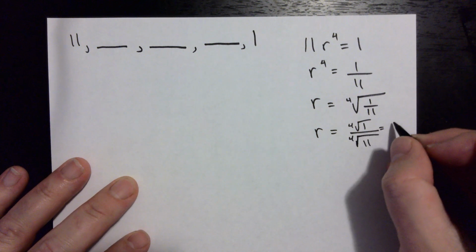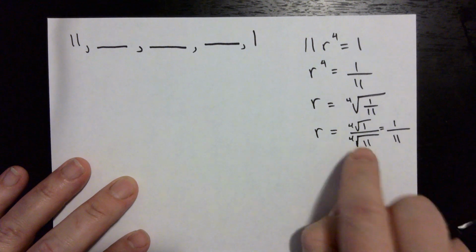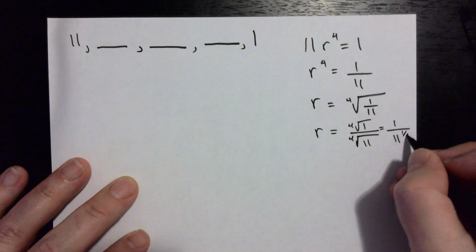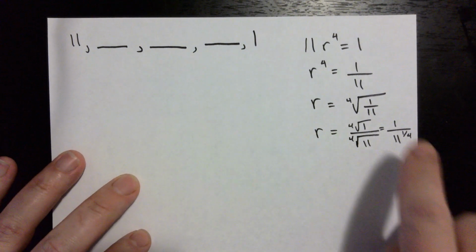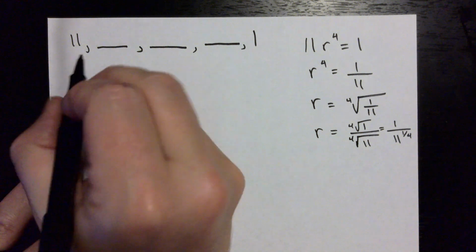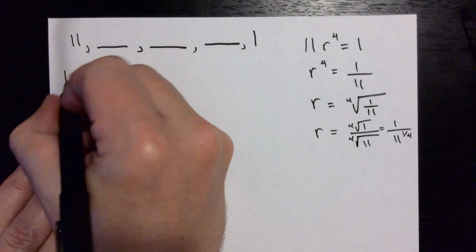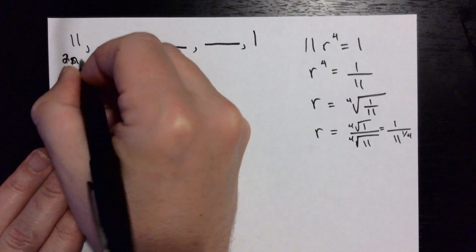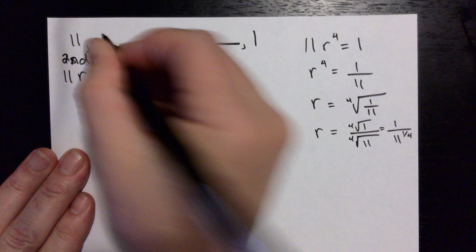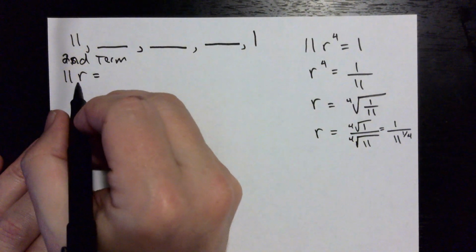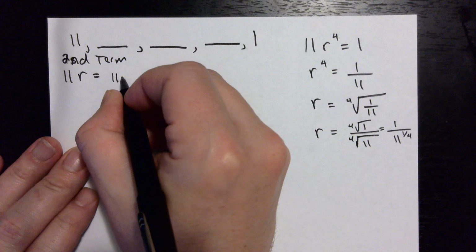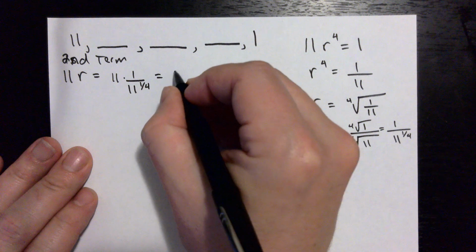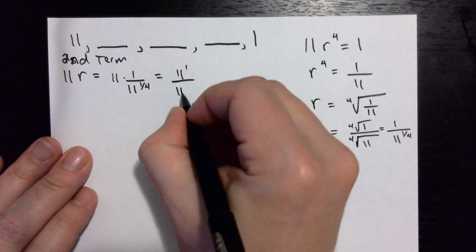So that becomes 1 over 11 to the, what's its power? 1, and what's the index out here? 4, so 1 over 4. So it might be easier to use this one on this particular problem. Let's find out. To get from the first term to the second term, we've multiplied the first term times r. Second term, first missing term, I guess. So 11 times r, which is 11 times 1 over 11 to the 1/4. So that's going to be 11 to the 1 over 11 to the 1/4.